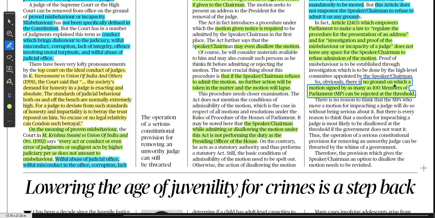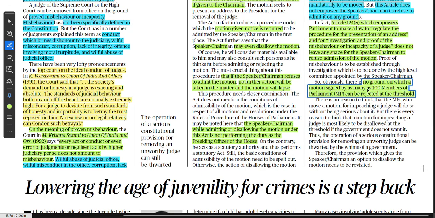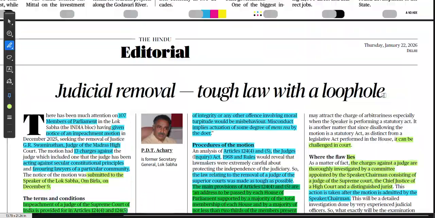So you see here, there is no ground on which a motion signed by as many as 100 members of Parliament can be rejected at the threshold. So that is the biggest loophole.